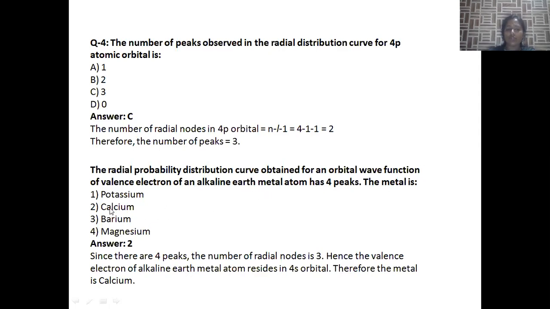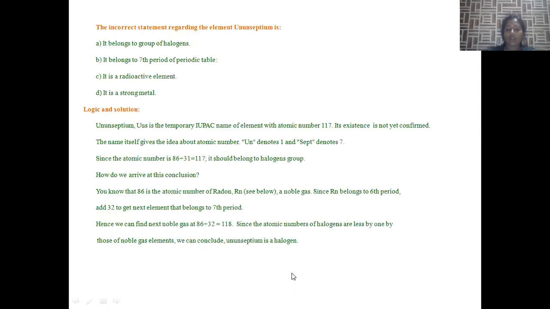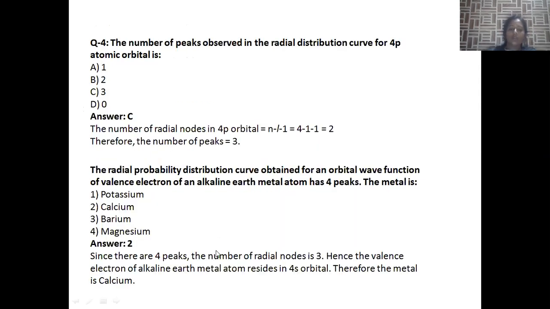How can we get n is equal to 4? For the principal quantum number 4, if we take calcium, then the 4s orbital will be there. That element will be calcium. In this way, by using the radial probability distribution curve, it is possible to determine the unknown element, because 4 peaks are there and 3 nodes are there. When we apply the formula n minus l minus 1, n minus 0 minus 1 is equal to 3. If we apply n is equal to 4, then only it will give 3 nodes. That's why 4 is the principal quantum number, and the orbital will be the 4s orbital. The 4s orbital coincides with calcium. That's why the correct answer will be 2.